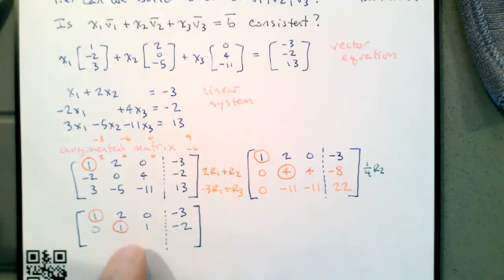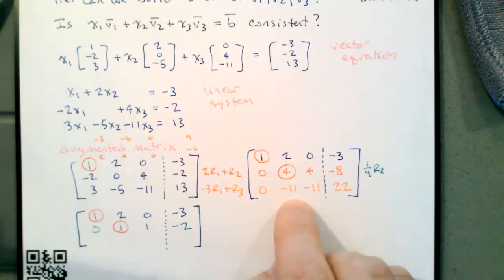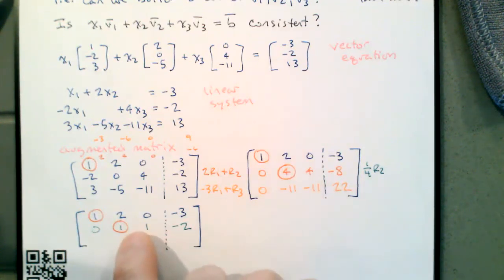Now I'm going to use this one to get zeros above and below. We can see that if I take just 11 times row 2 and add it to row 3, I will get a 0 in the third row, second column. So I use this one to get zeros above and below.